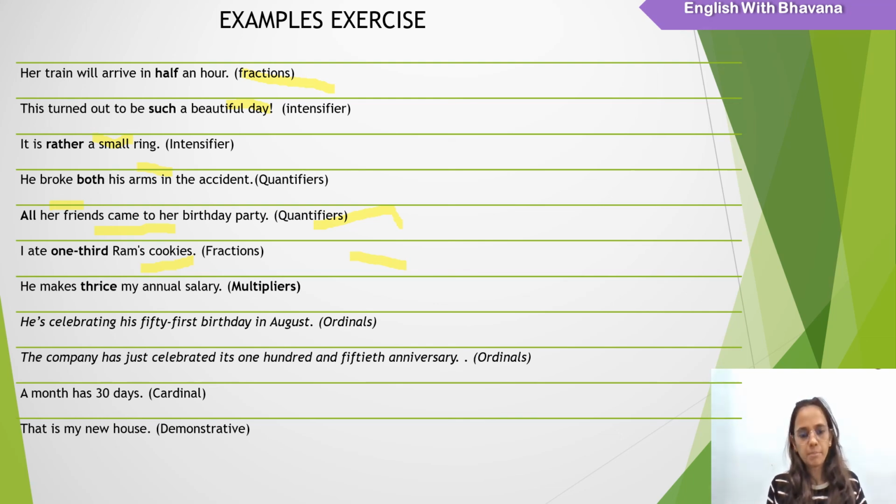Now, the company has just celebrated its 150th anniversary. Ordinals. A month has 30 days. We are telling an exact number, so we will say cardinal. That is my house, so it is what? Demonstrative. So I hope you all are clear with all the parts of these determiners and predeterminers.